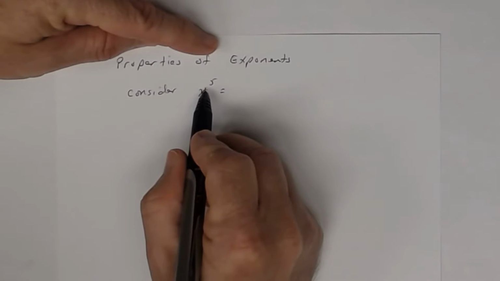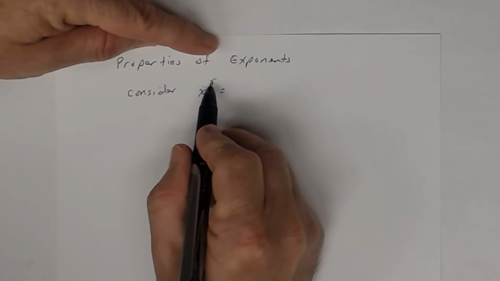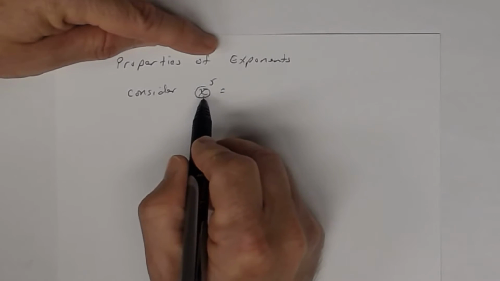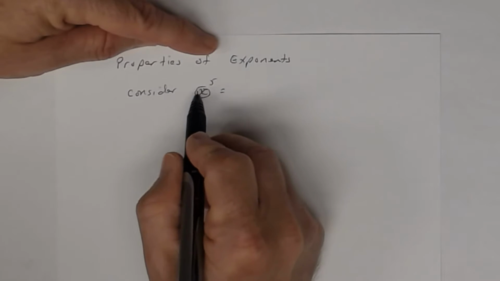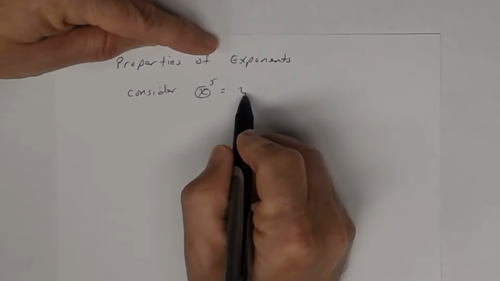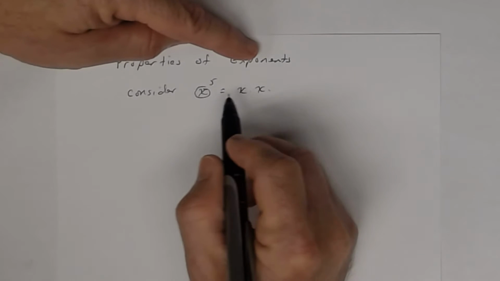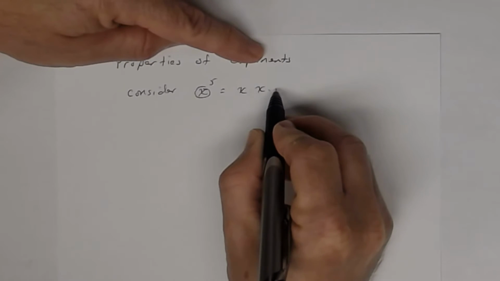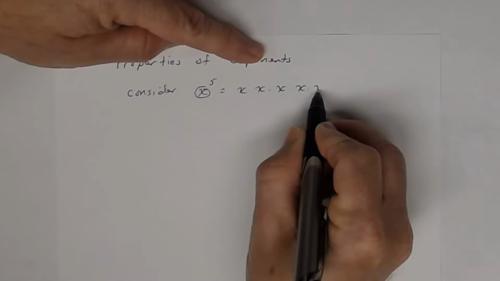That means that whatever's being raised to the fifth power, this right here, remember that's called the base. And so what that means is that I'm taking this base and I'm multiplying it by itself 5 times. So I'm going to need 5 factors of x. So x times x times x times x times x.